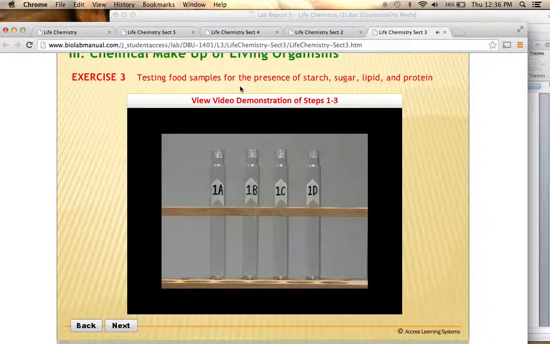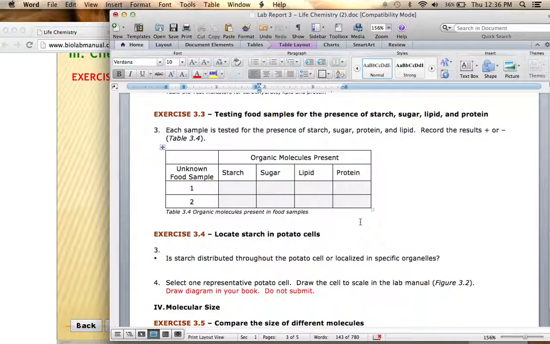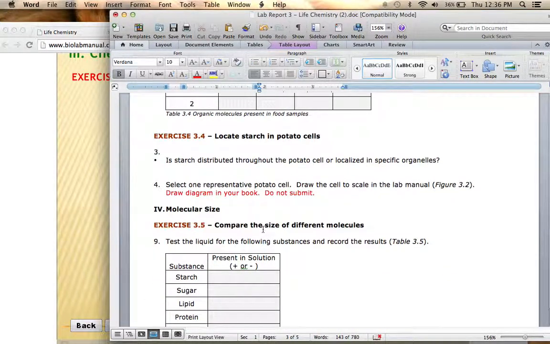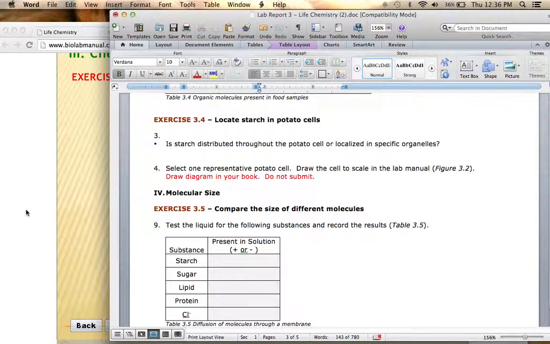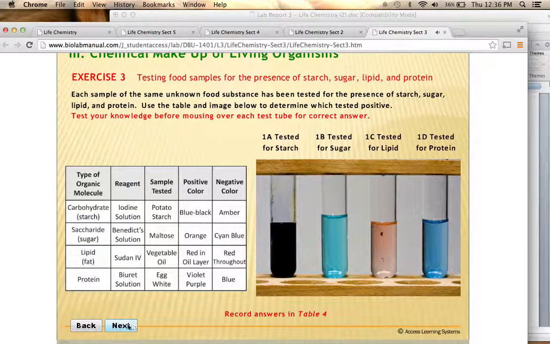Now this part, testing food samples for the presence of starch, sugar, lipids, and proteins, that's going to be this table right here. You're going to have 2 unknown food samples and you're going to perform all 4 tests on them, and you'll record whether they're positive or negative for that test, and that's going to help you figure out what these food samples are made up of. And here's pictures that will show each of these things. So the blue-black color is a positive for starch on this first test.